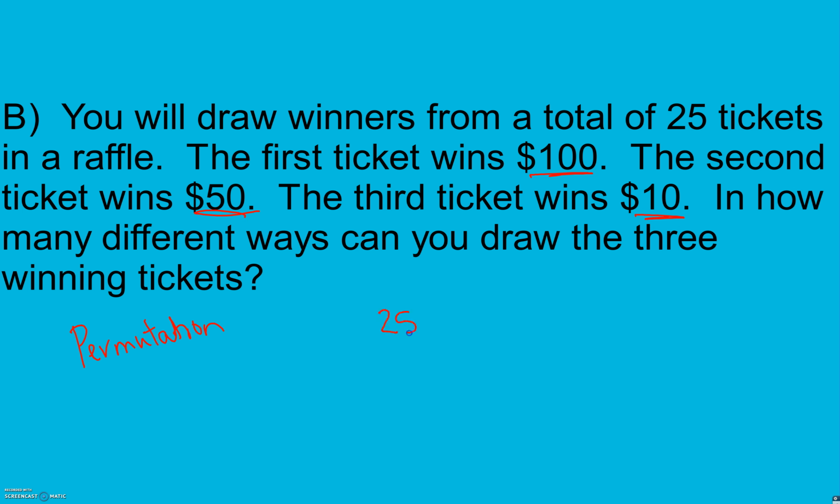There's a total of 25. We said it's a permutation. And r means 3. We're drawing 3 winning tickets. So 25P3. Again, we can either use our factorial notation, 25 factorial over 25 minus 3 factorial, or we can type it in our calculator using our formula. 25 PRB, enter, 3, enter. There's 13,800 options.